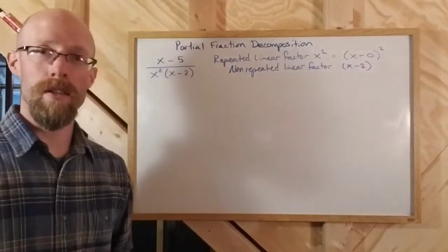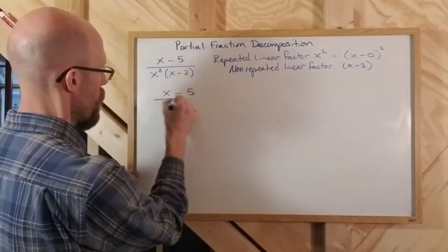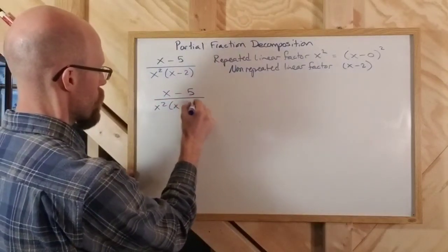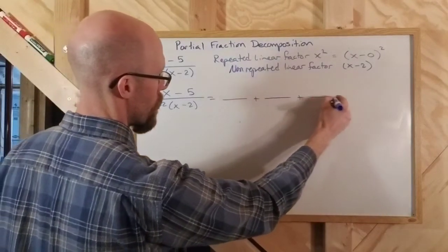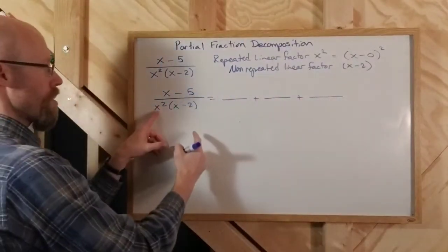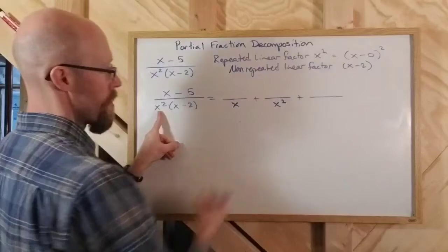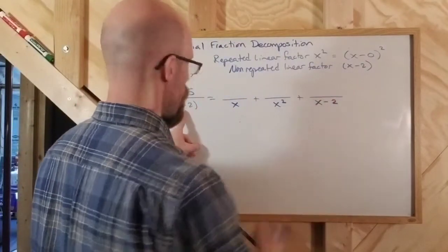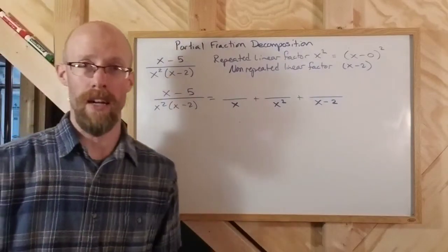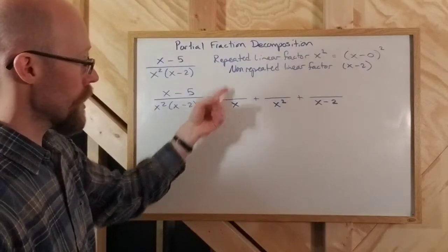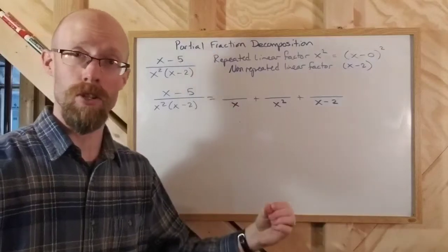And so when I construct the equivalent form for this, I would just say x minus 5 over x squared times x minus 2 must be equal to 3 fractions. And the denominators are each of the powers, each of the lower powers of this factor. So it's x and x squared, and then the x minus 2. So I have to make sure there's a factor of each, and I need each power of any repeated factors. Of course, I need the degrees on top to be smaller than the degrees on the bottom, but again, not counting the repetition in the factor.